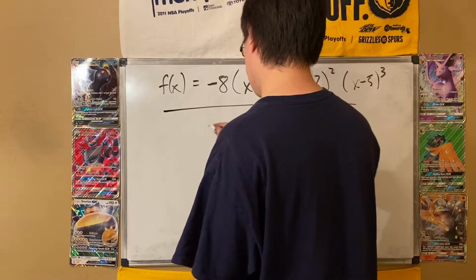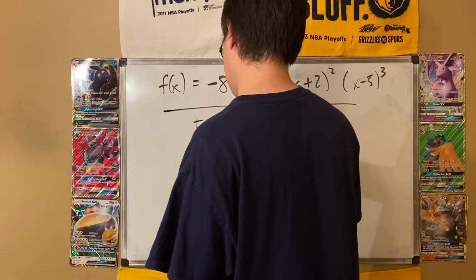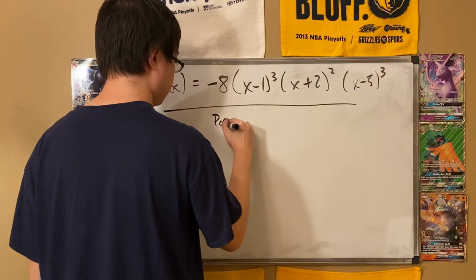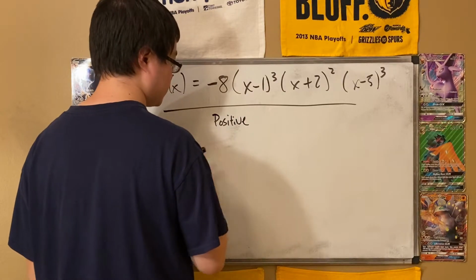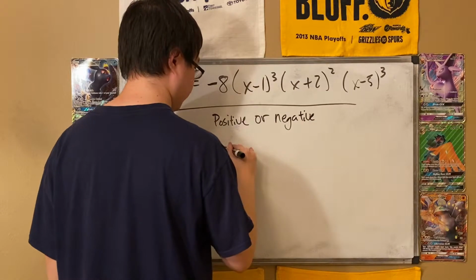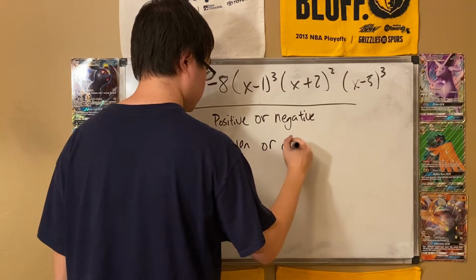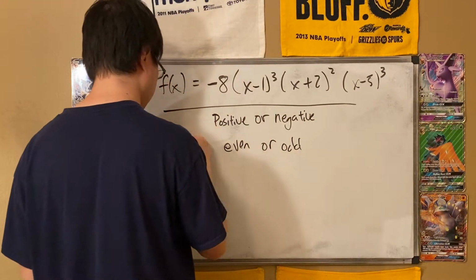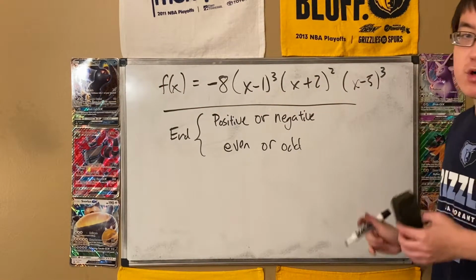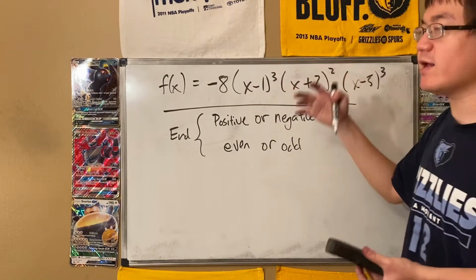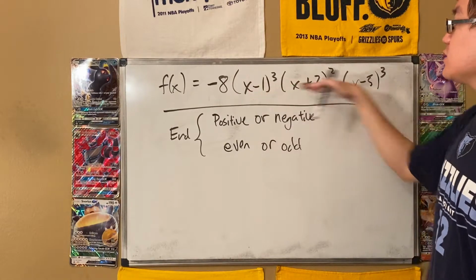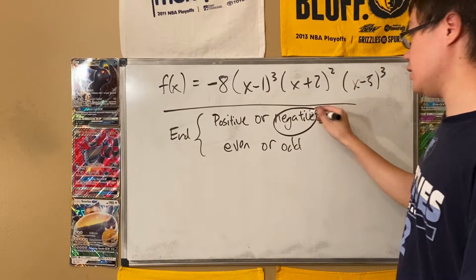So let's find the end behavior. We don't even need to write end behavior. Let's just write positive or negative, and then even or odd. I keep confusing these, I don't know why. So we'll determine that. This is going to be the end behavior. First off, positive or negative is an easy question, especially if you factor it as precisely as possible. So notice that this is negative 8. Because we factored as much as possible, it looks like we have something negative.